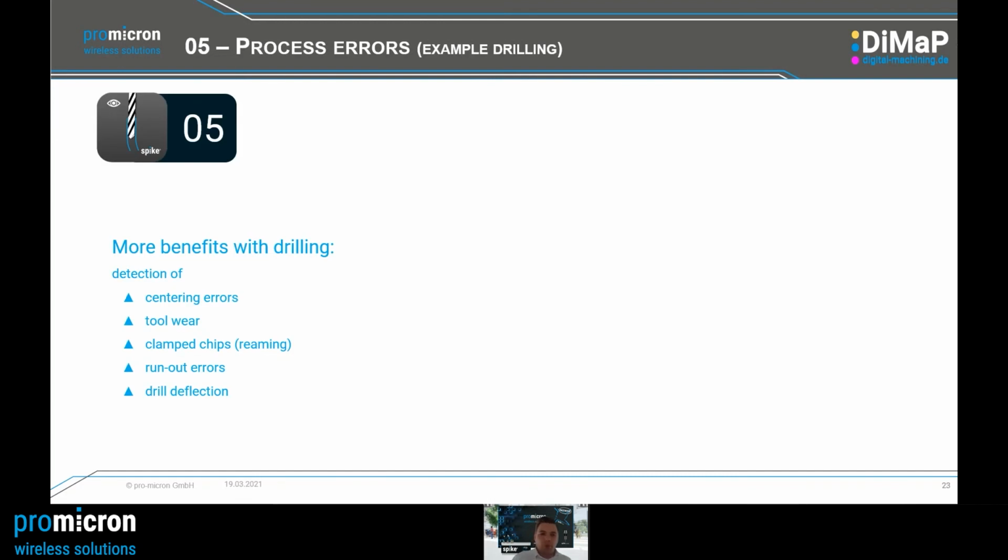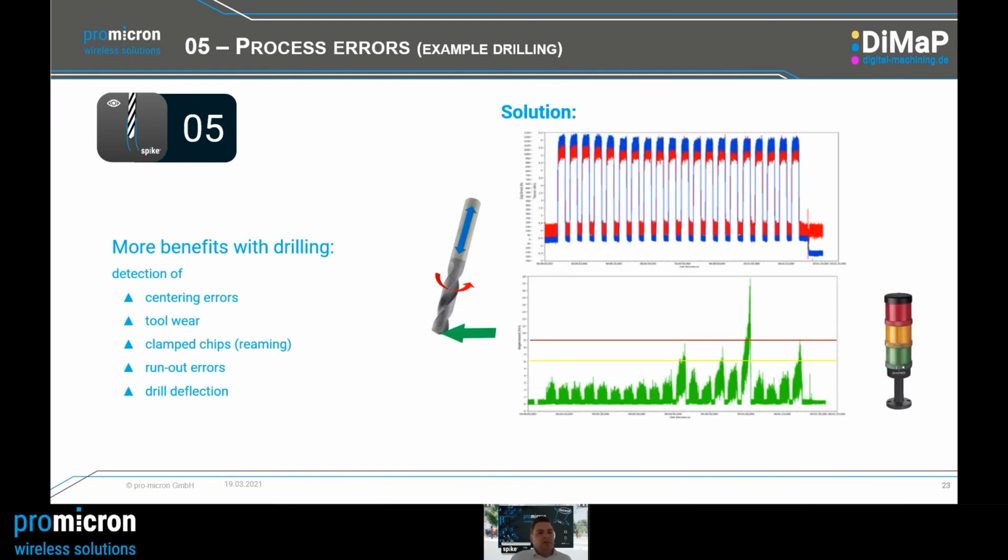Last point, process errors. Example here in drilling. In drilling operations, many people think there is only feed force and torsion, but there are errors like centering errors, tool wear, chip clamping, in reaming operations for example as well, or runout errors and drill deflection, which are influences that lead to bad quality and need to be detected. It's a very famous and well-known example, which I show and repeat to you.